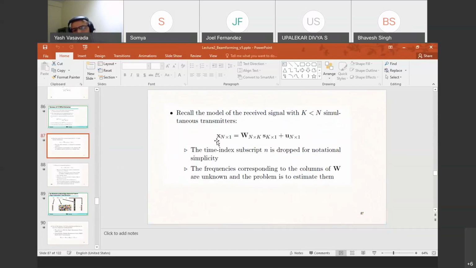I'm just stating that same expression here. One thing I did for the sake of notational simplicity was to remove the time index n that we had used for this vector x. Other than that, it is exactly the same mathematical formula. What we are interested in knowing is the frequencies corresponding to the columns of this matrix W, because it is those frequencies which tell us where the incoming signals are.